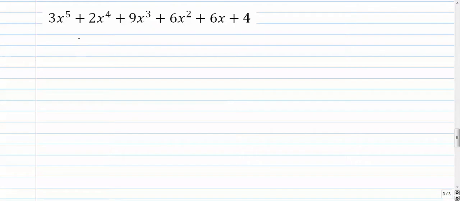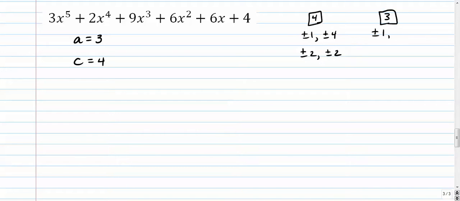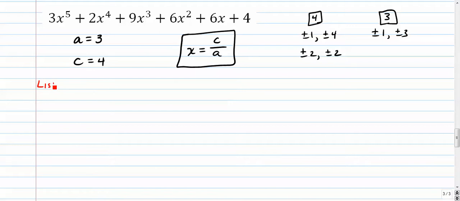The lead term is 3. The last term is 4. All right, so we're going to find factors of 4 and factors of 3. And that's it. That's a prime number, so it only has those 2 factors. And our formula again is all the factors of C divided by all the factors of A. That's like a nice little formula. So here's our list of possible rational roots.